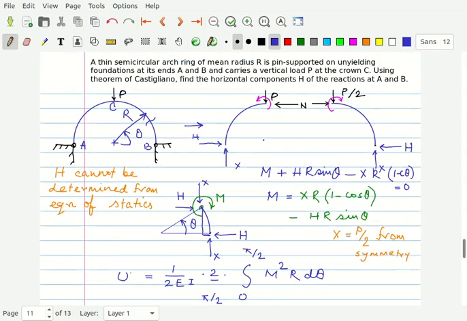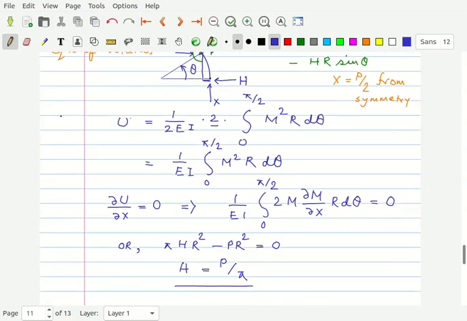Please do not carry out the integration from 0 to pi, because the bending moment expression changes after this P is applied. So the bending moment expression from 0 to pi by 2 and from pi by 2 to pi are not the same. So it's always advisable to compute the bending moment from 0 to pi by 2 and double it.